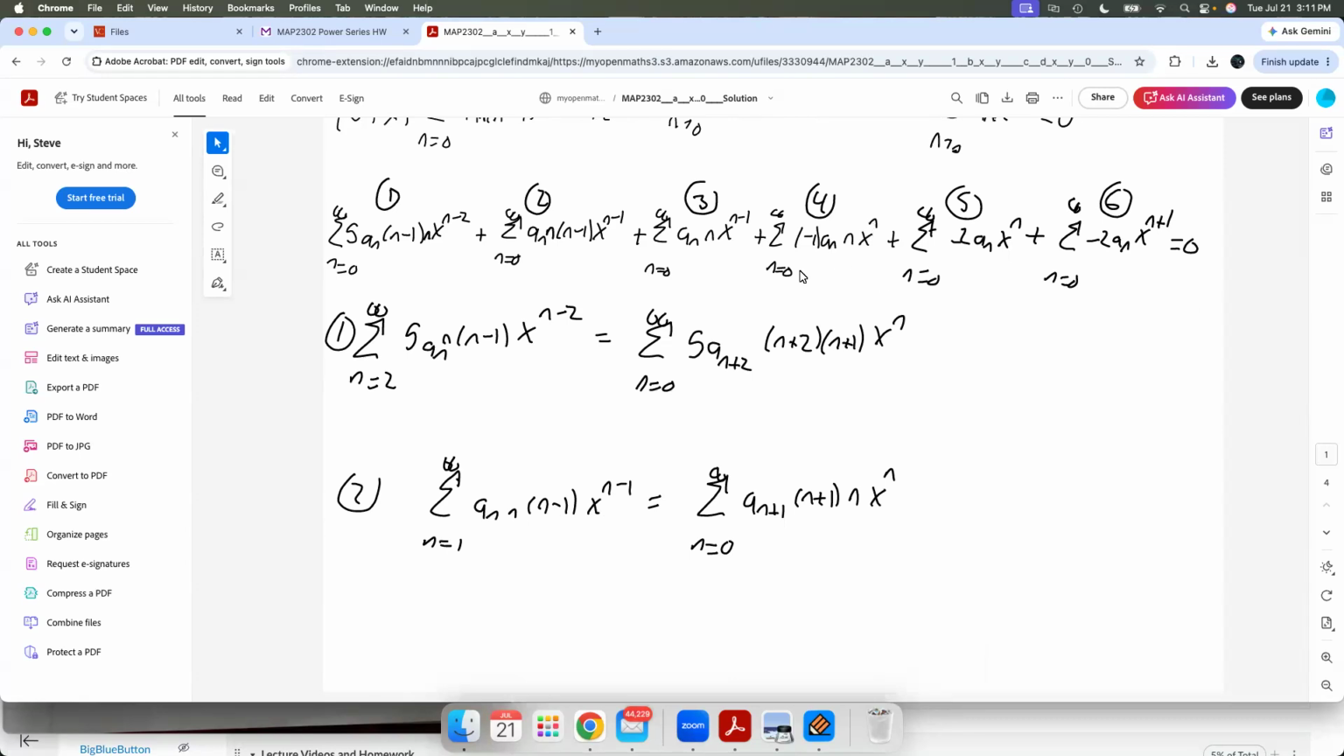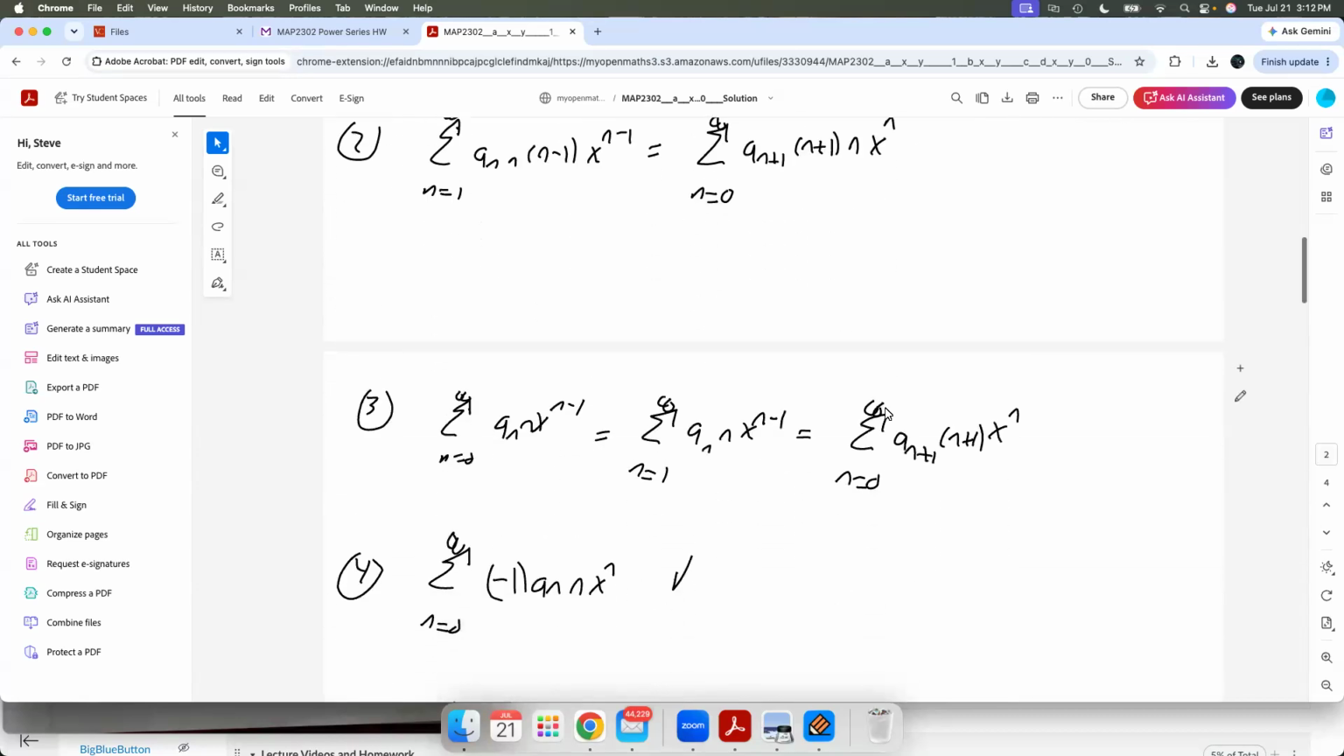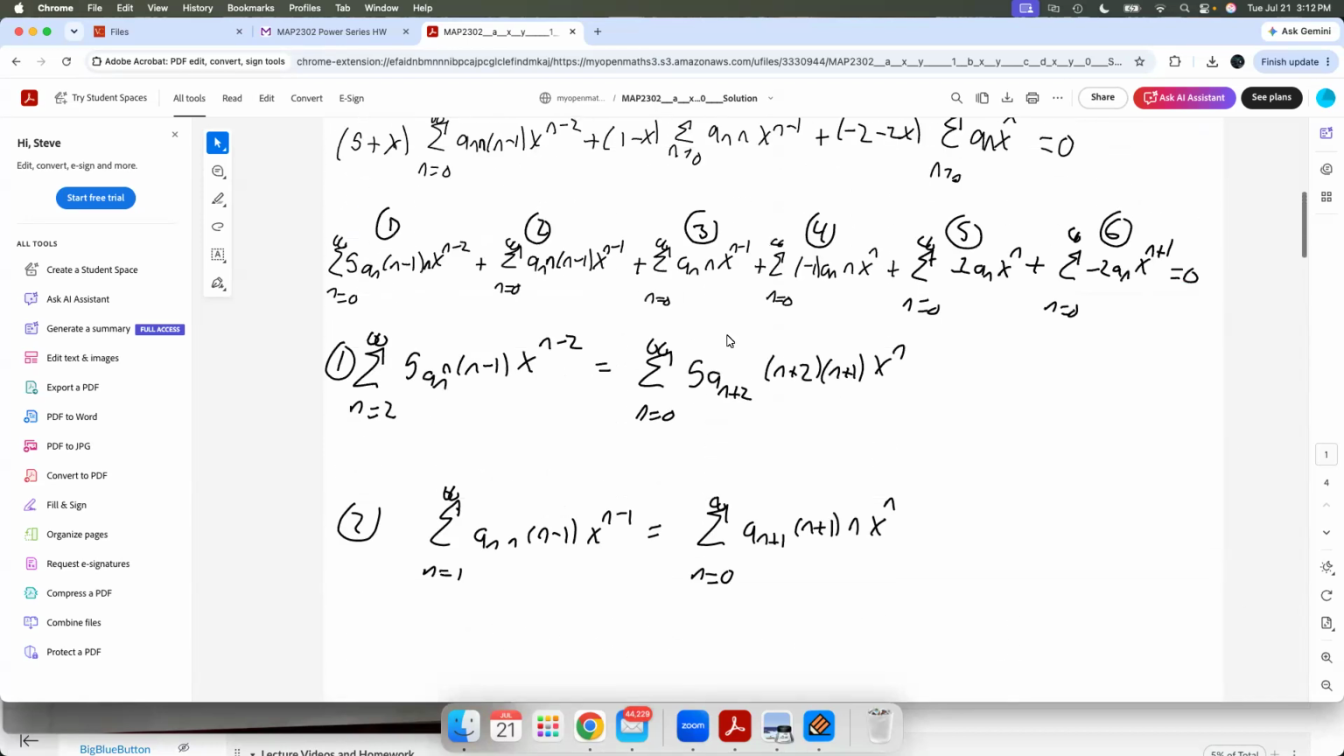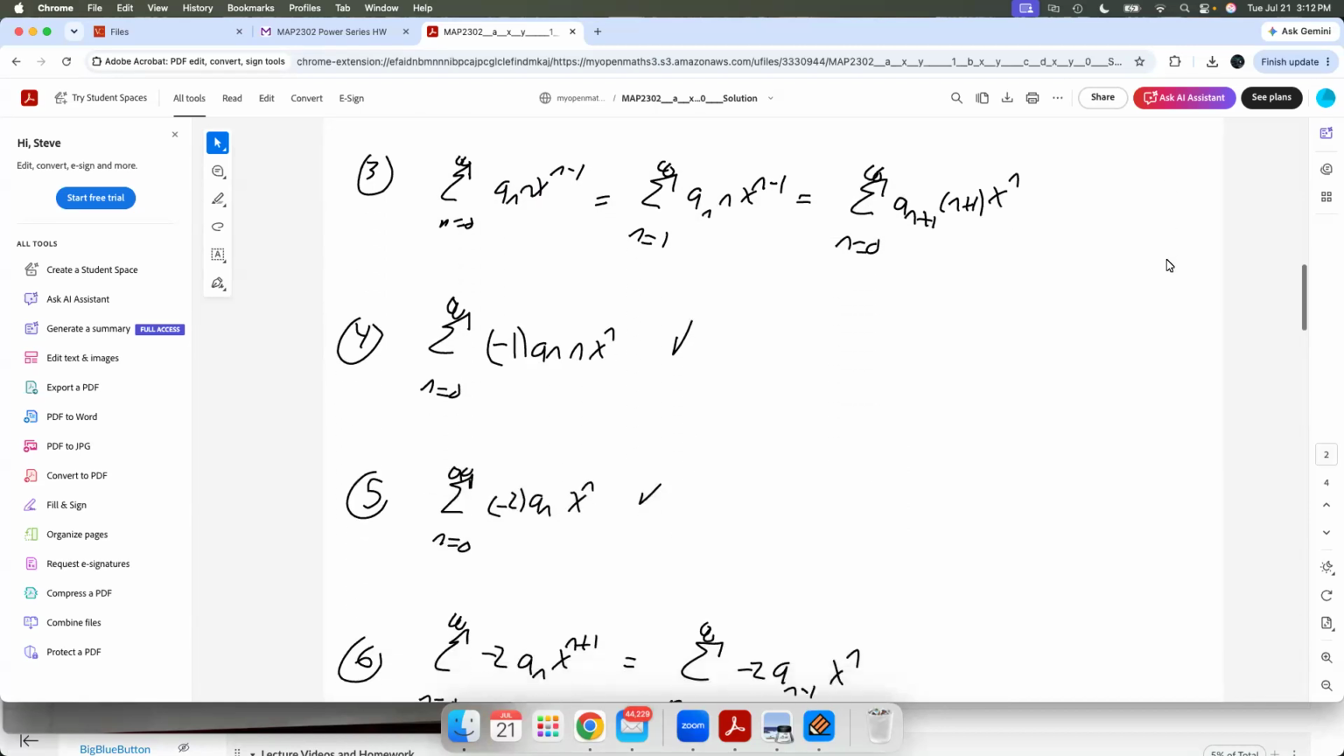Okay. This guy's already good. This one's not. I'm going to do the same game to him that I did to him. Exactly the same game. Start counting at 1 because n equals 0 doesn't matter. Raise these by 1, drop that by 1. So that's 3. 4 was already good. He starts at 0 and has x to the n. 5's already good. 6 is a problem. He's one bigger than everybody else. So I'm going to have to handle 6 by himself.